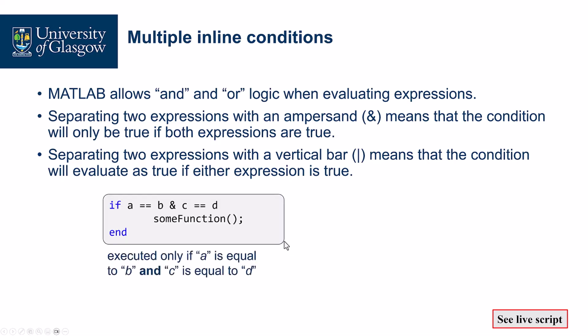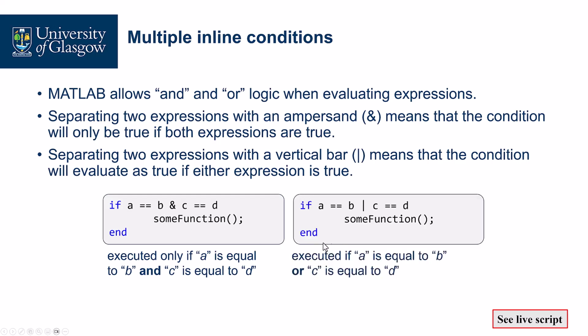So we can see some function. If A is the same as B and C is the same as D, so both of them are true, then we use an ampersand to connect them. So it means both of them are true, we execute this. If we want either of them to be true, we use a vertical bar. So if either is true, we will execute this, right?